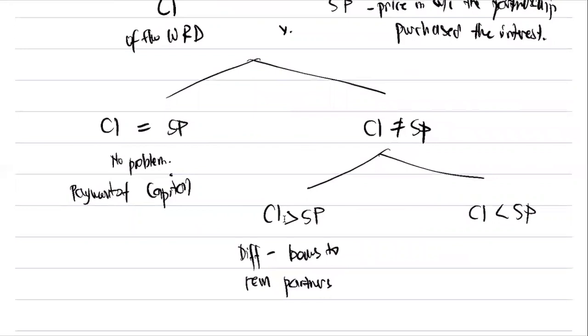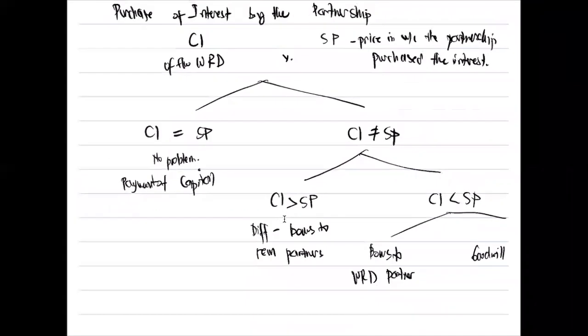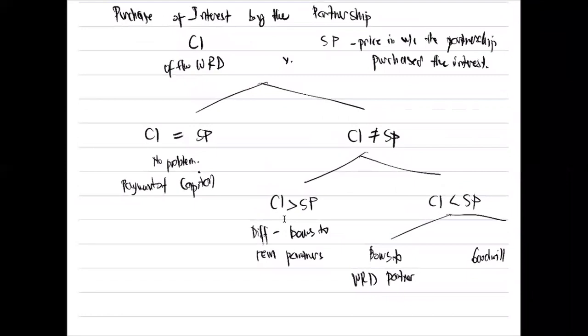If the capital interest is lesser than your settlement price, it's either a bonus to the withdrawing, retiring, or dead partner, or it is considered as goodwill. So those are the instances: first, capital interest is equal to settlement price, or capital interest is greater than the settlement price, or the capital interest is lesser than the settlement price.